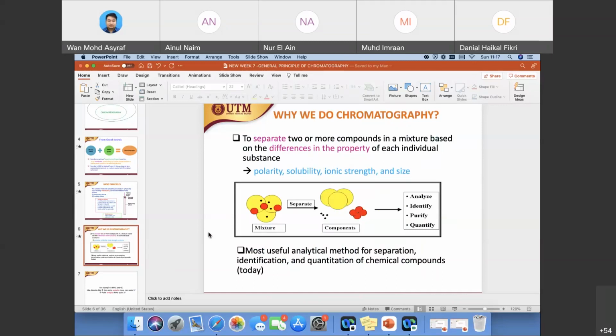Right. This is what I mentioned before. Chromatography, the separation depends on the differences in the properties of the substances, or in this case the analytes. So what makes the difference? In terms of polarity, solubility, ionic size, and the size of the analyte.